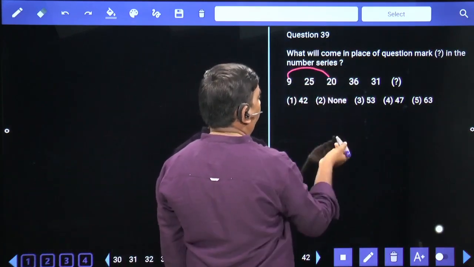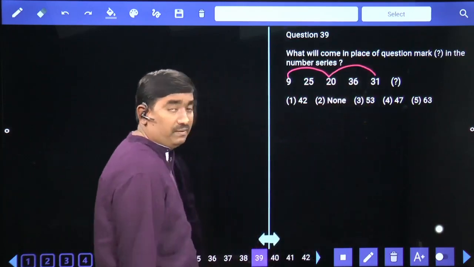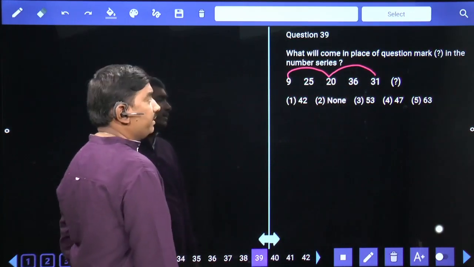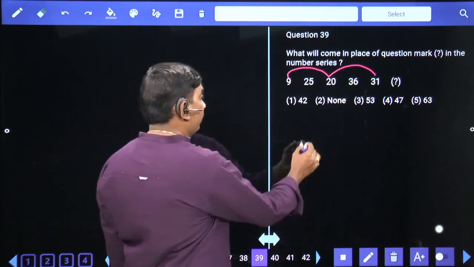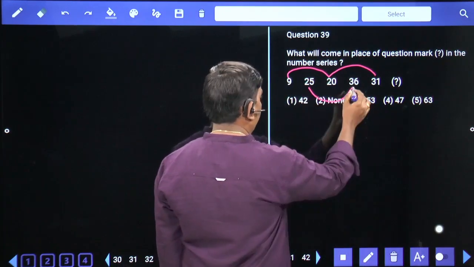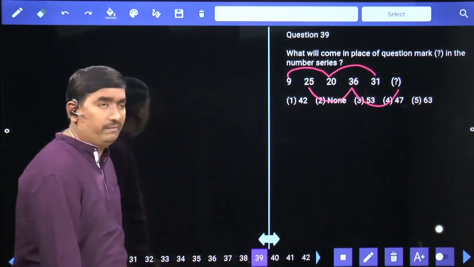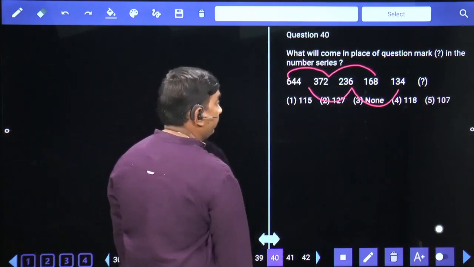9 plus 11, 20. 20 plus 11, 31. Alternate series. 9 plus 11, 20. 25 plus 11, 36. 36 plus 11, 47 will come.